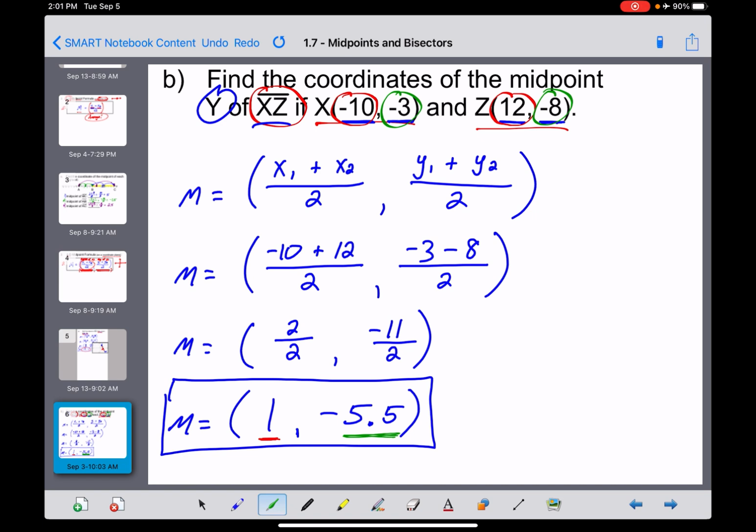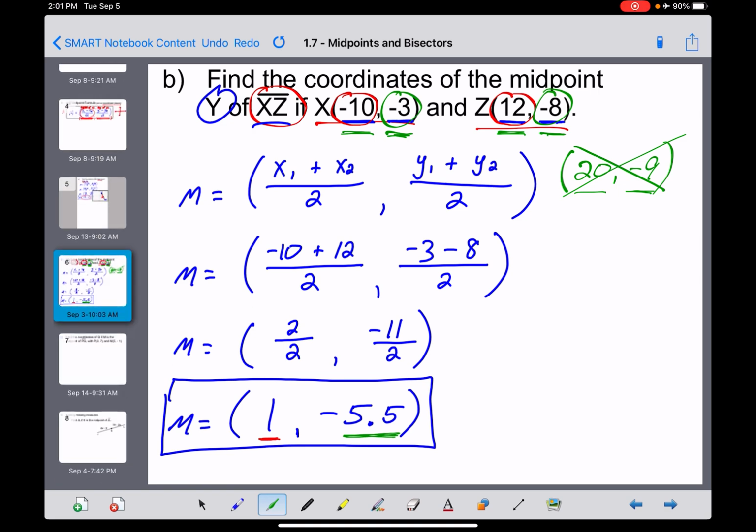If I were to come up with an answer like, and I'm just making something up here, 20 comma negative 9, there's no way this answer can be right, because 20 is not in between negative 10 and 12. It's actually greater than both of them. And negative 9 is not between negative 3 and negative 8. It's actually less than both of them. So there's absolutely no way that answer could possibly be right if we were trying to find the midpoint between 2 points.